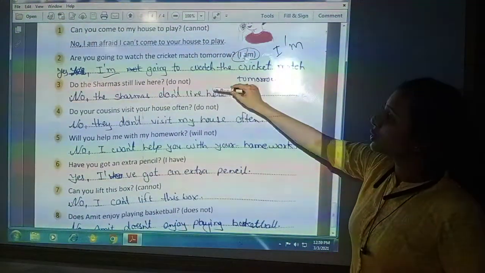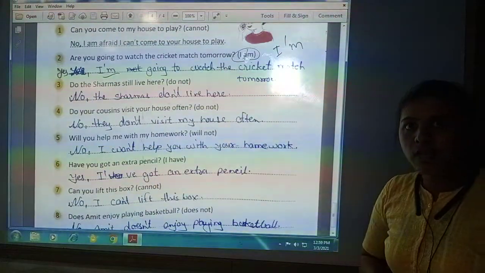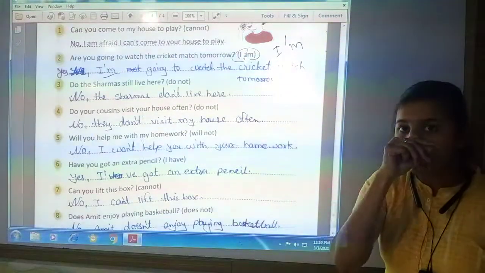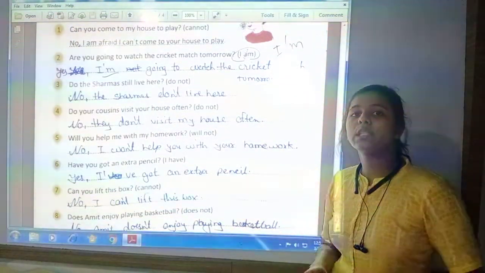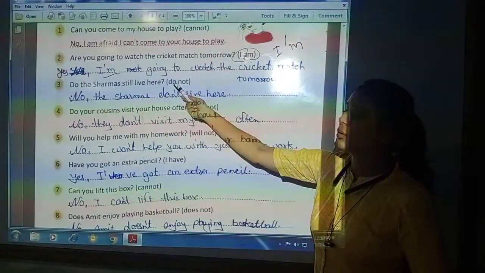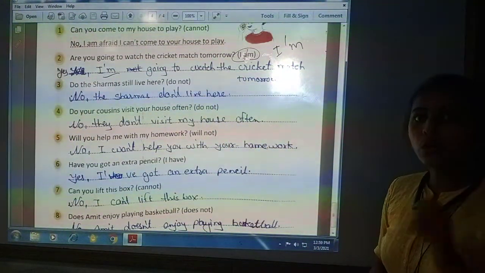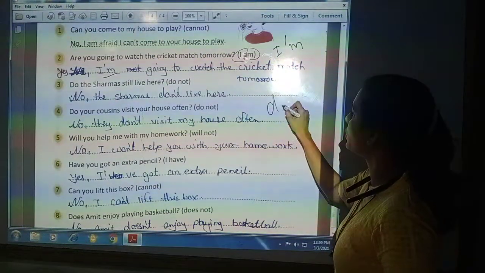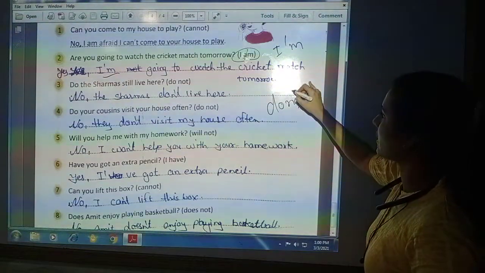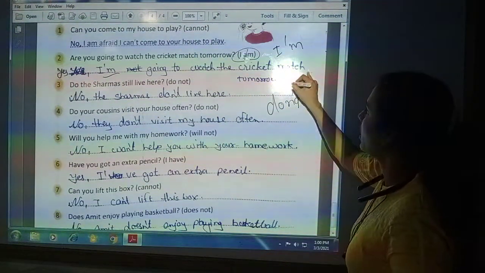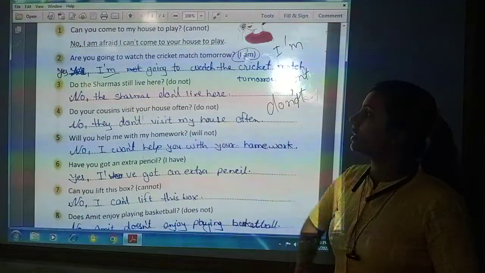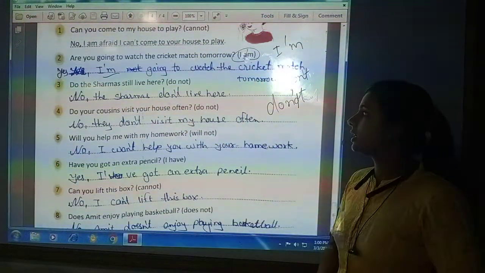Then, do the Sharmas still live here? Here in the answer you can see not is given, that means the answer will be negative. So first you will say no, the Sharmas. Now we have to make the short form of do not. It will become do. In not we have to remove o, and at that place we will put an apostrophe. It will become don't. So here we will write, the Sharmas don't live here.